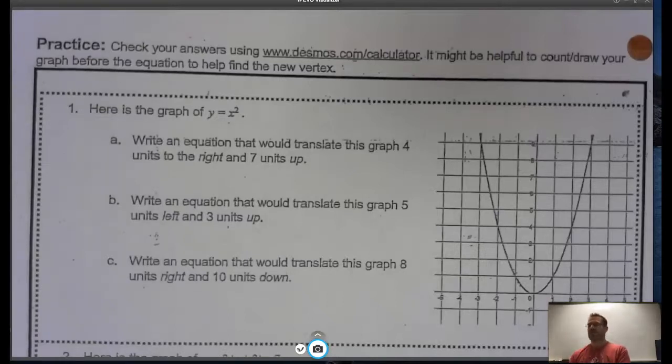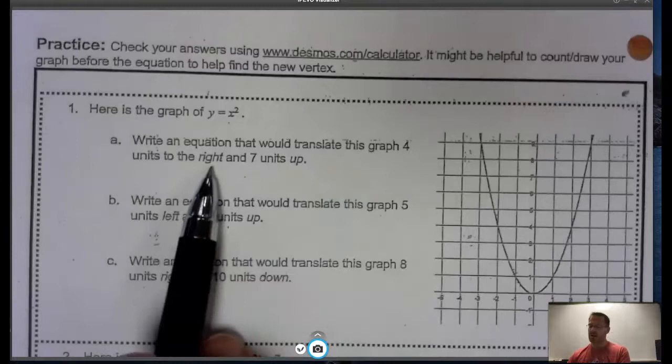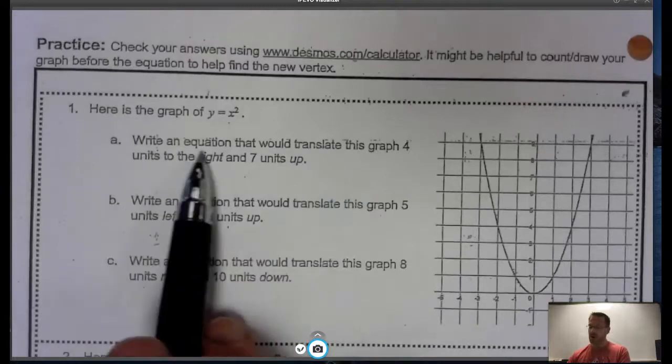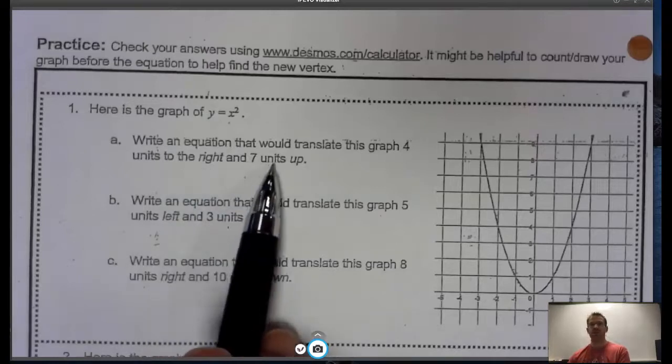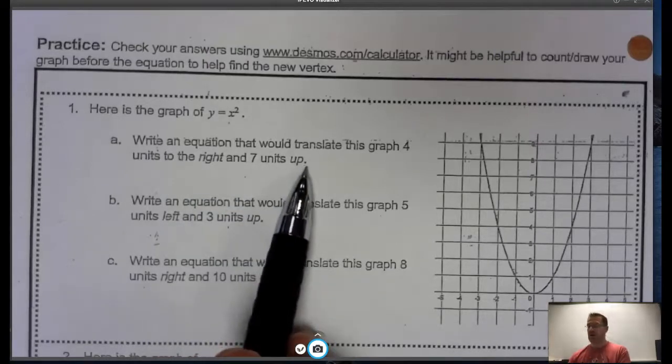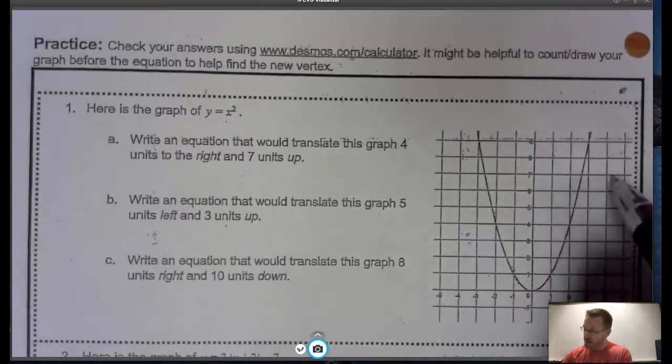All right, so now when we look at what we want to do here, we're going to start with our mother function. And we're just going to go through a few iterations here of translating that mother function. So notice for the first thing here that I want to go to the right 4. All right, so I want to translate this graph 4 units to the right and 7 units up. And so if I think about that, I'm going to go to the right 4 units, and then I'm going to go up 7 units. So there's my new vertex, right?